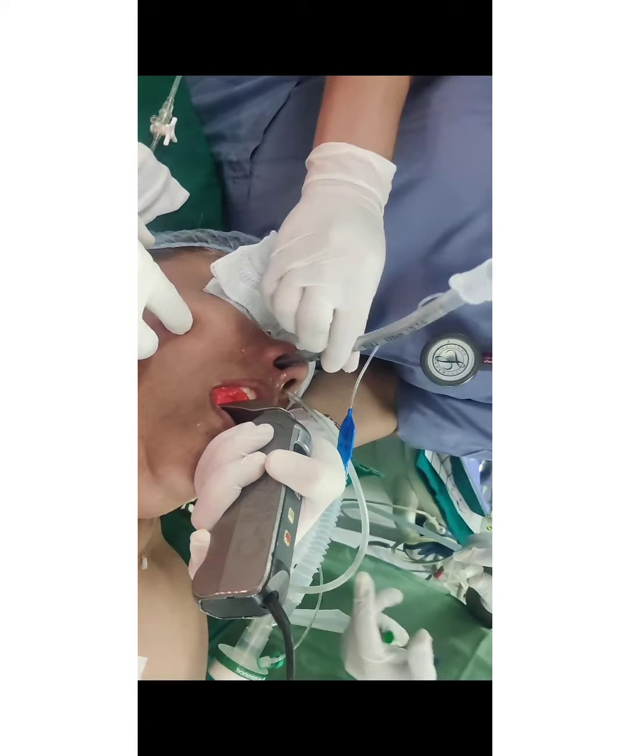Nasotracheal intubation may be done either blind or guided by a laryngoscope with or without Magill's forceps. When done blind, it could be either awake or asleep under anesthesia. Here, we are doing nasotracheal intubation under general anesthesia using a laryngoscope and Magill's forceps.